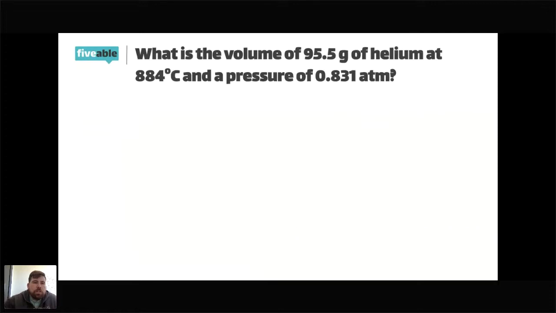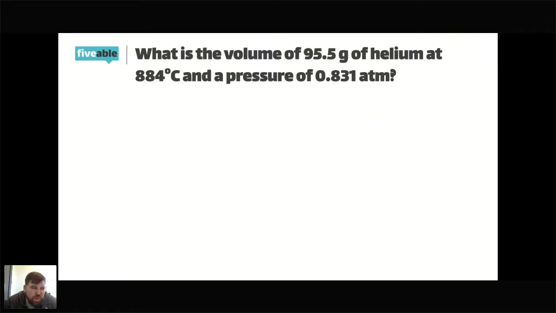What we're going to do is check out this problem. And if you feel like you're pretty comfortable with the ideal gas law, I want you to try it on your own. But this problem, I think, really nicely shows how to use the ideal gas law. What is the volume of 95.5 grams of helium at a very high temperature, 884 degrees Celsius, and a pressure of 0.831 atmospheres?